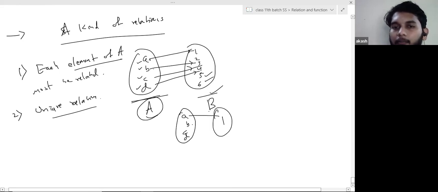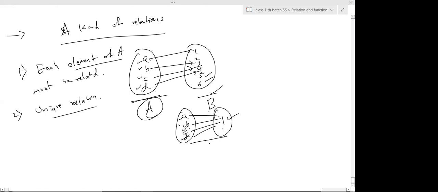That is okay. In fact, we have A, B, C, D and a single element 1. A can relate to 1, B can relate to 1, C can relate to 1, D can relate to 1. This is also a function, because A is uniquely related to one element of B, B is uniquely related to one element, and so on for everyone. Each element is related, so this is a function. There are no conditions for B. Is it clear? Yes, sir.